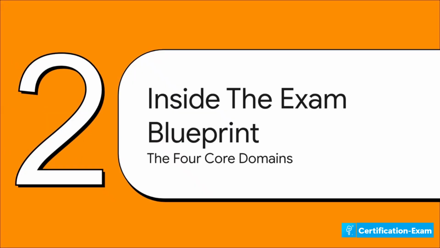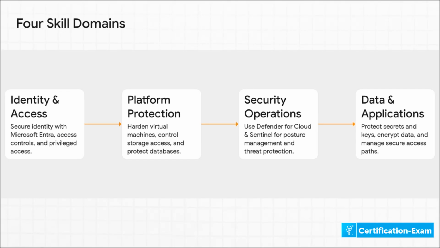Now, to really get a handle on the AZ-500, we've got to look under the hood. The whole exam is actually built around 4 core domains of expertise. Let's break them down. These 4 pillars, they're the heart and soul of the exam. You've got identity and access. That's all about securing users with tools like Microsoft Entra. Then there's platform protection, which is about hardening your VMs and storage.